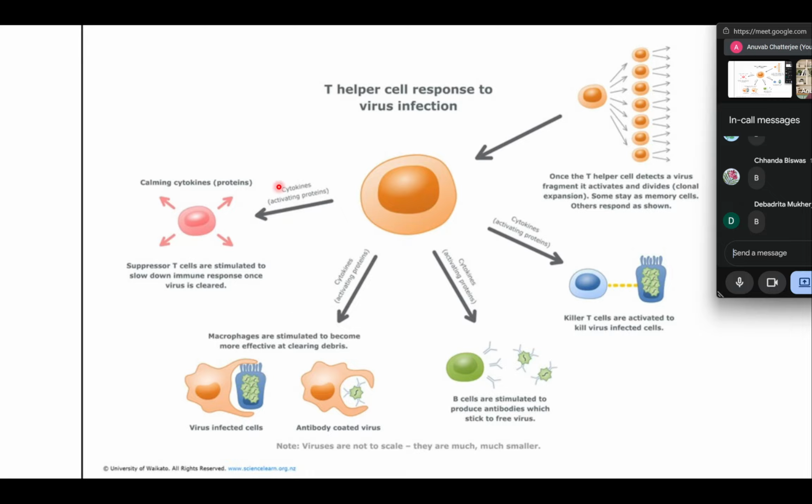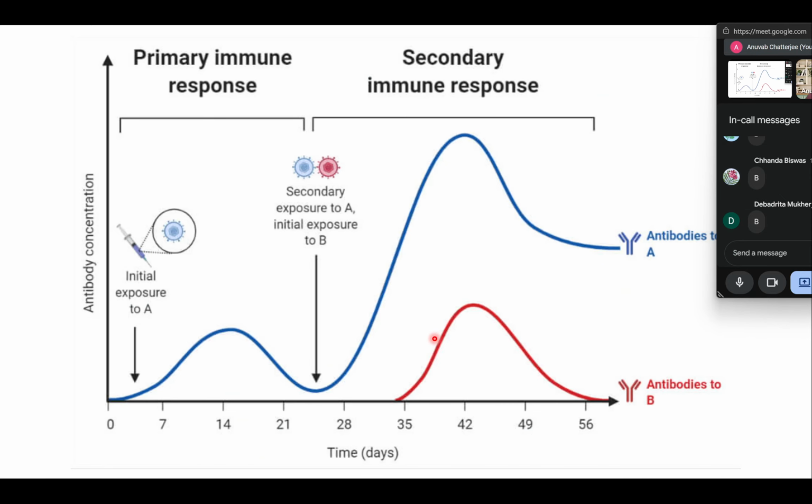And once all the infection is dealt with, they also produce calming cytokines, which slow the immune processes down as the infection is dealt with. This is how the body deals with the infection. T helper cells recognize a foreign pathogen, then start a cascade downstream that helps the body deal with the pathogen. But this does not happen immediately.